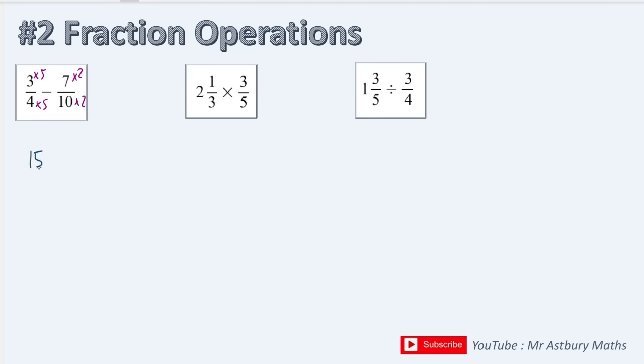3 times 5 is 15. 4 times 5 is 20. 7 times 2 is 14. And 10 times 2 is 20. And this is going to give us 1 20th, because 15 minus 14 is 1.